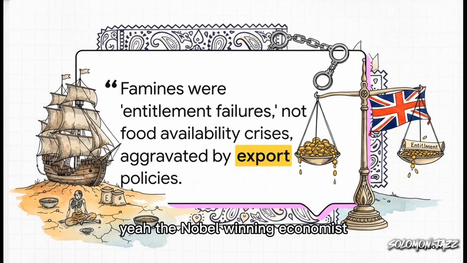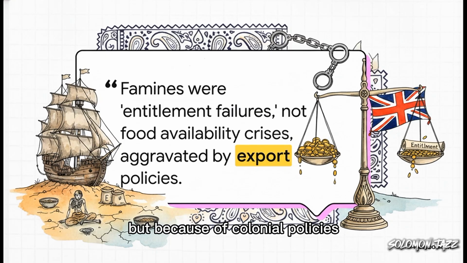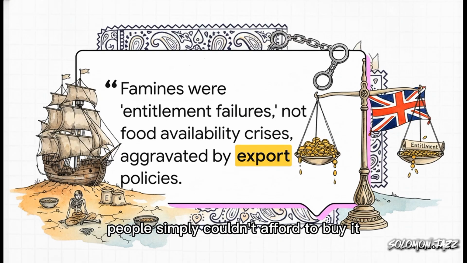Yeah, the Nobel-winning economist Amartya Sen famously described these not as failures of food availability, but as entitlement failures. What that means is often there was actually enough food in a region to feed everyone, but because of colonial policies, like continuing to export grain for profit even during a drought, people simply couldn't afford to buy it. Their basic entitlement to food had been completely erased by the system.